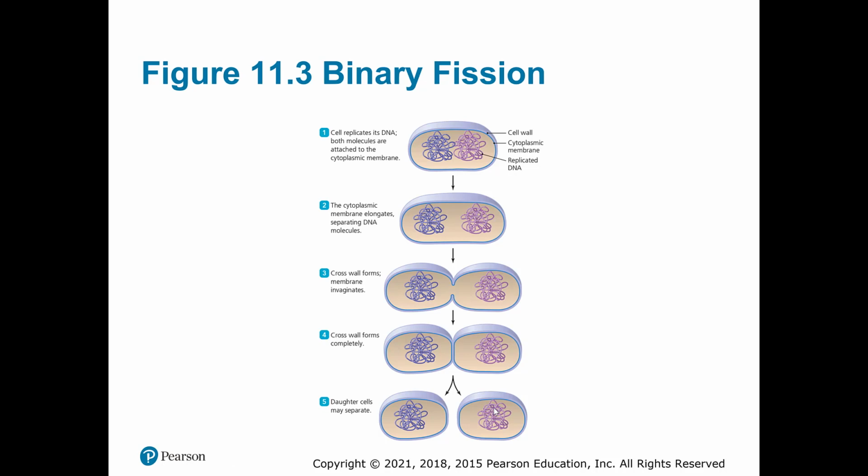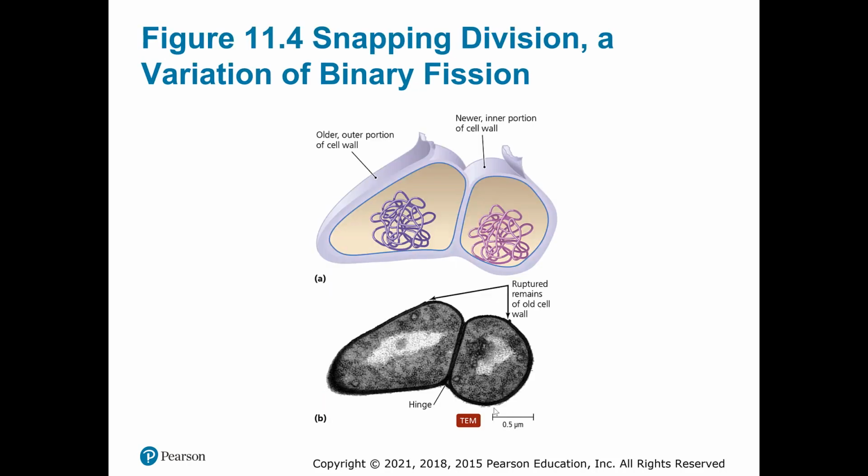But in this case, you're not going to see metaphase and anaphase and all that because the chromosome is not nearly as organized as they are in eukaryotic cells. But basically, one cell splits in half. Snapping division is the same type of thing, but the two daughter cells fail to completely separate at the cell wall, and they end up straggling onto each other, and you get this hinged look of these two cells, and that's where this term snapping division comes from.